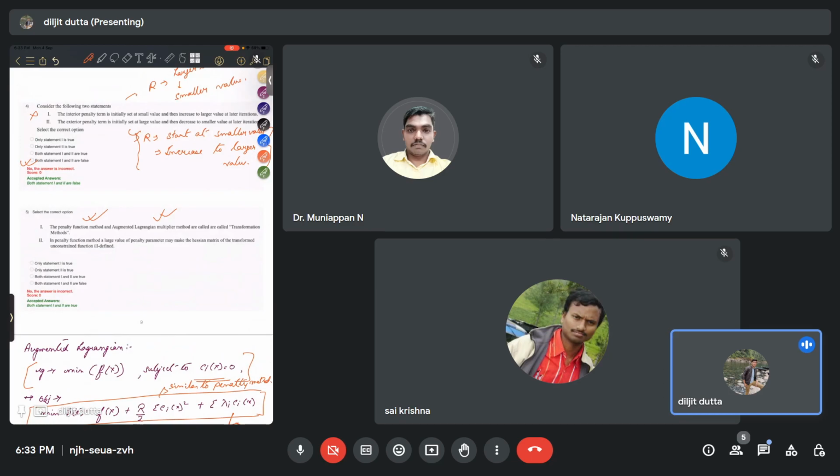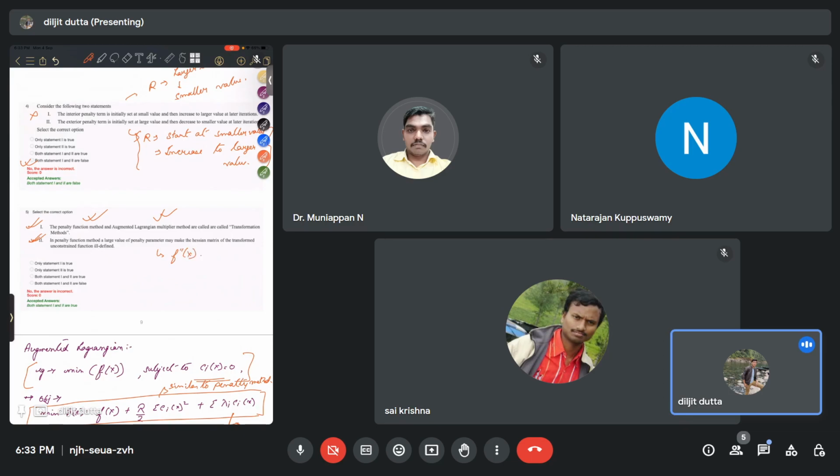In the penalty function method, the second statement is also true. A large value of the penalty parameter can make the Hessian matrix of the transformed unconstrained function ill-defined. Yes, this is true. The Hessian matrix, if you are taking a single variable, is f double dash of x.